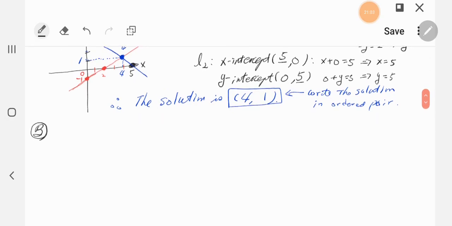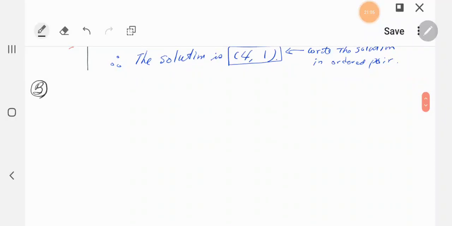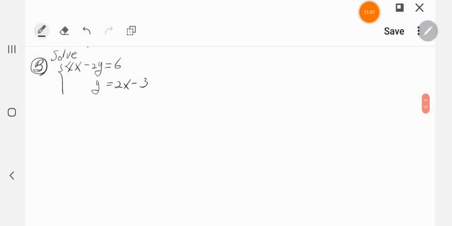Graph it and then find the intersection. Okay, so when we solve the system of equations, let's say the first is line 1, the second equation is line 2. So from line 1, let's find the x-intercept and the y-intercept. 4x minus 2y is equal to 6. So from this, let's find the x-intercept.